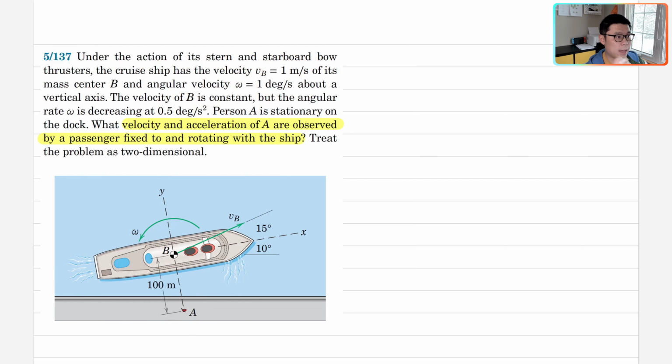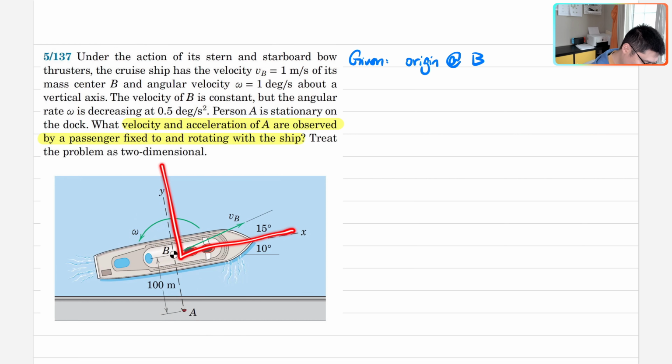Then the next step is to write down the two equations, the acceleration equation and the velocity equation, and recognize which parameters are given and which are missing. There is a lot of information given here, so let's write it down one by one. First of all, we have the origin at B, and this XBY is our rotating frame, as I just mentioned. The velocity of B is 1 meter per second.